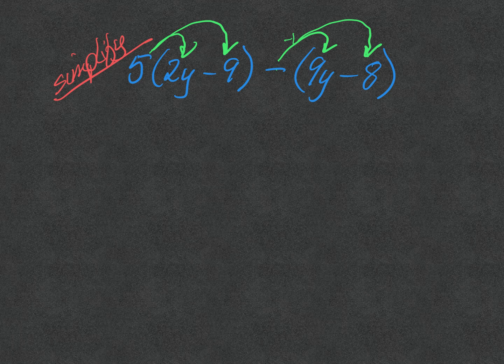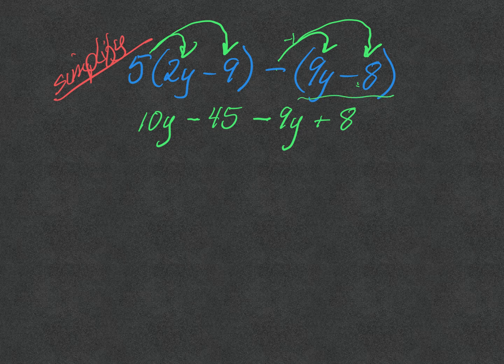There are a couple of distributive properties here. 5 times 2y is 10y. 5 times -9 is -45. Or 5 times 9 is 45, but I'm subtracting it, so there are a couple of ways you can think of that. Then -1 times 9y is -9y. And -1 times -8: subtracting 8 is like adding a -8, so I can say -1 times -8 is +8. Notice how these signs just changed.